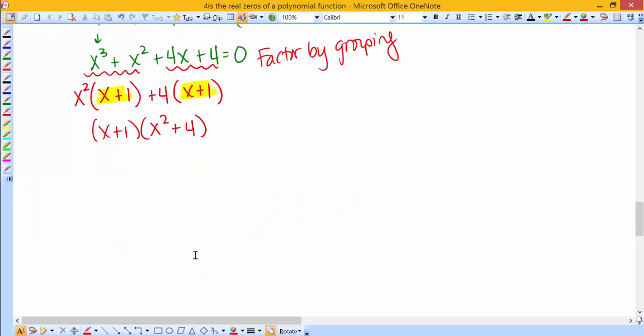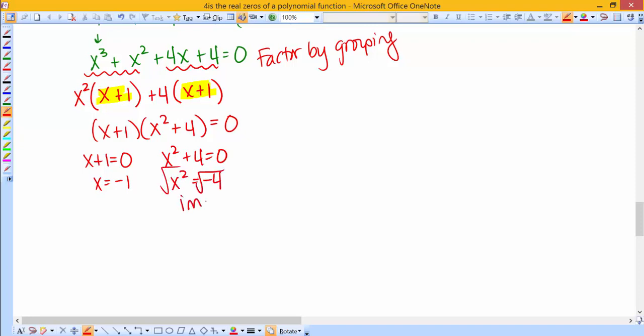So now I need to solve this. So I have x plus 1 equals 0, which is x equals negative 1. x squared plus 4 equals 0. x squared equals negative 4. Uh-oh, when I square root, that's imaginary. And today you guys are only finding the real solutions. So this is 2 imaginary solutions. My real solutions were 2 and negative 1. The other 2 are imaginary, but today we're only finding the real solutions.